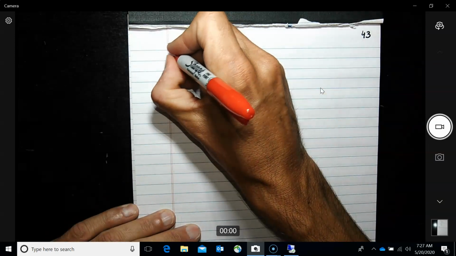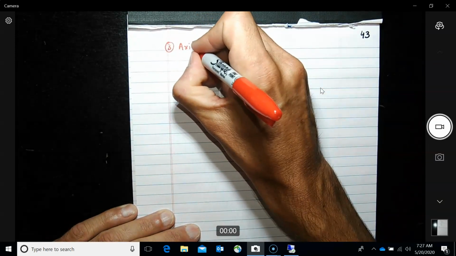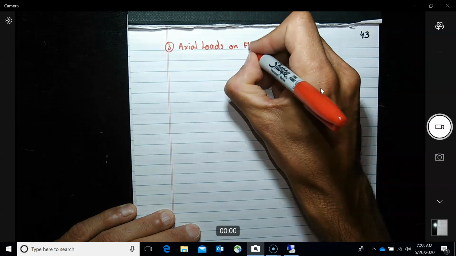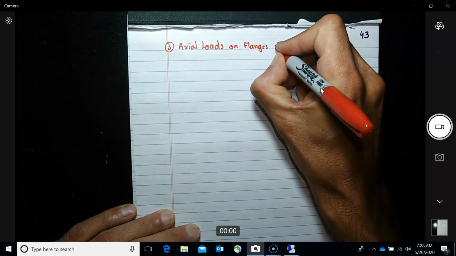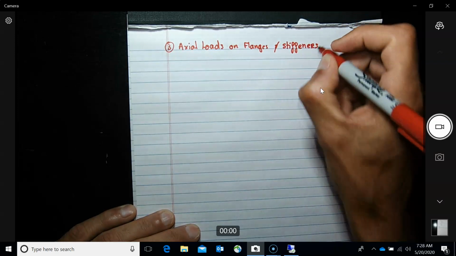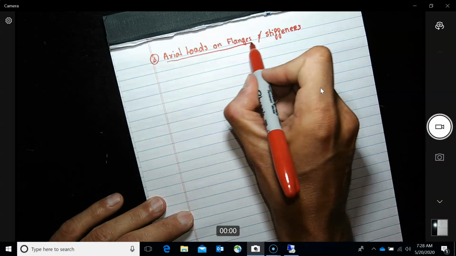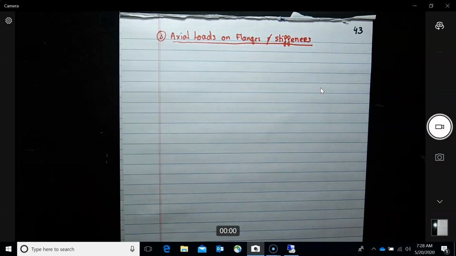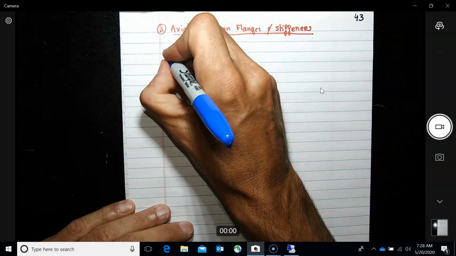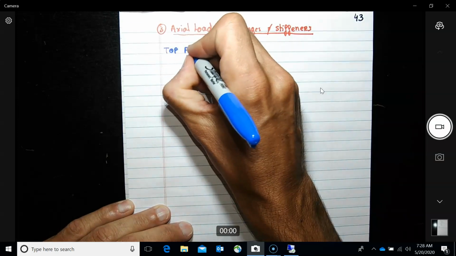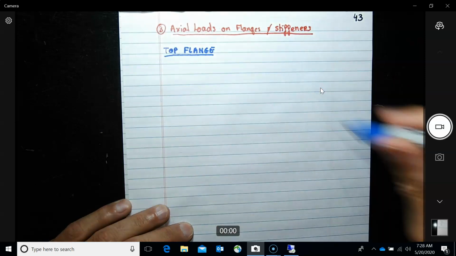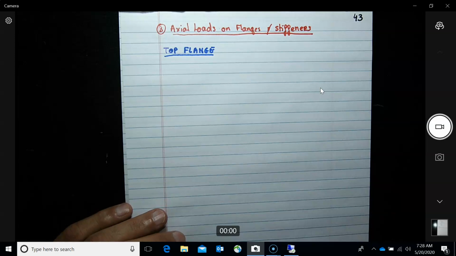So 3 will be actual loads on flanges and stiffeners. Okay, so this is pretty simple. Let's just go to the top flange. So let's see what we have on the top flange.